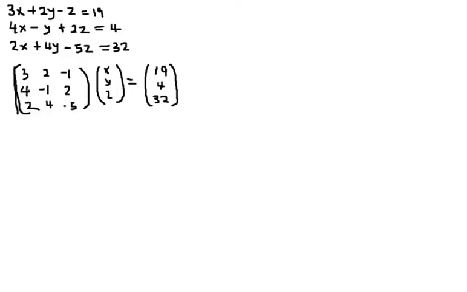Now the first thing we do is to find the determinant of this matrix. So we are having 3, 2 and minus 1 here. We have 4, minus 1, 2. Then we have 2, 4 and minus 5. To find the determinant, I've already shown how to find the determinant of a 3 by 3 matrix in my last video, so I'm going to be fast.